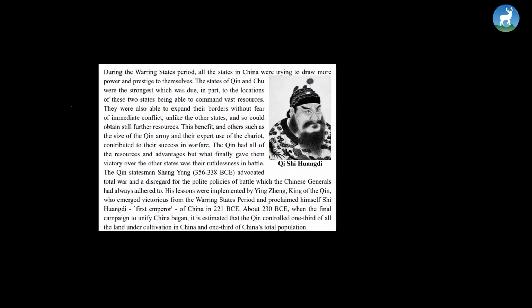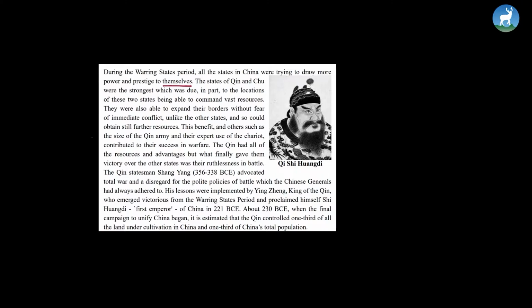During the Warring States period, all the states in China were trying to draw more power and prestige to themselves. The states of Qin and Chu were the strongest, which was due in part to the locations of these two states being able to command vast resources. They were also able to expand their borders without fear of immediate conflict, unlike the other states, and so could obtain still further resources.